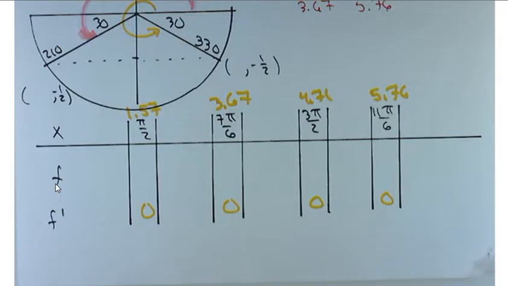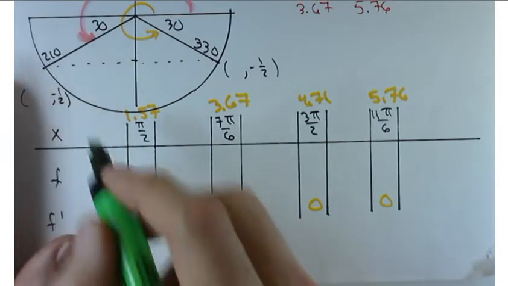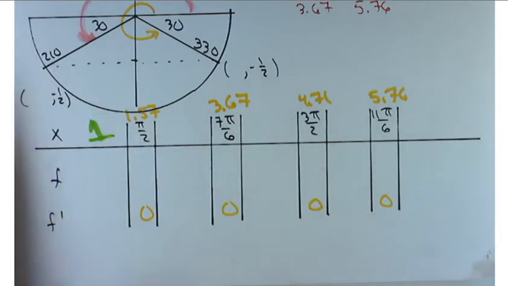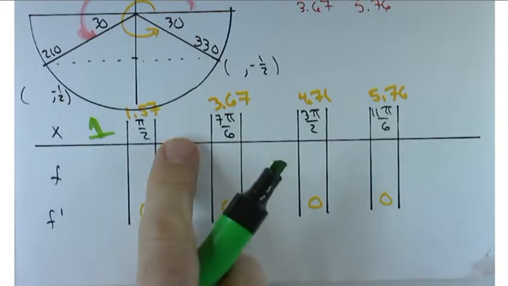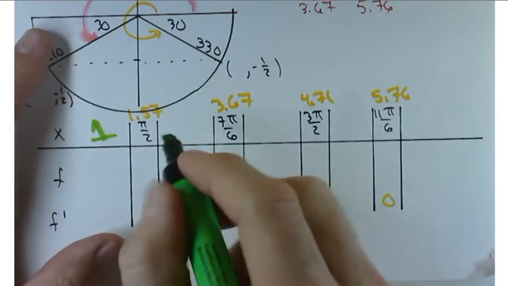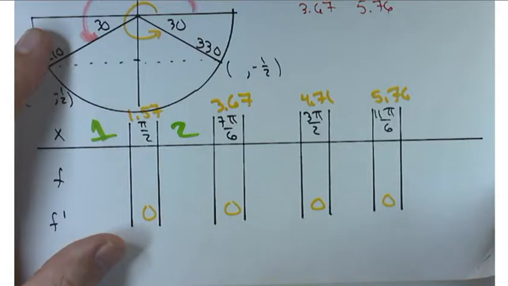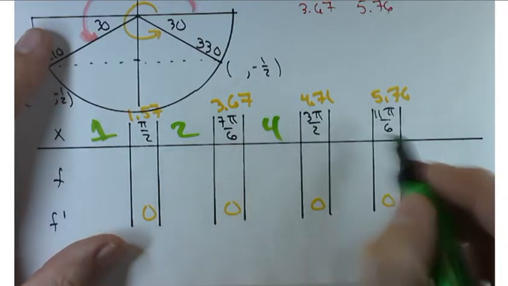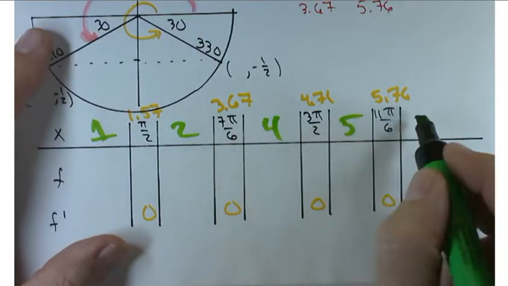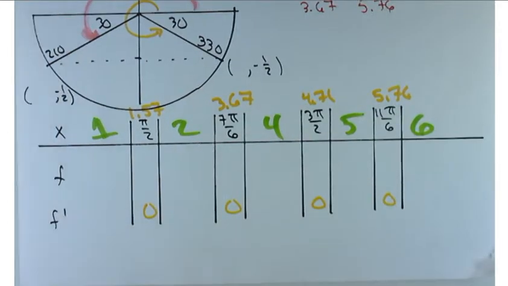I need some test values. What would be some good test points here? 0 or 1? Sure. How about the next interval? 2? Sure. 4? 5? 6? Sure. You don't have to get real crazy on these things, all right? Just choose some simple points.